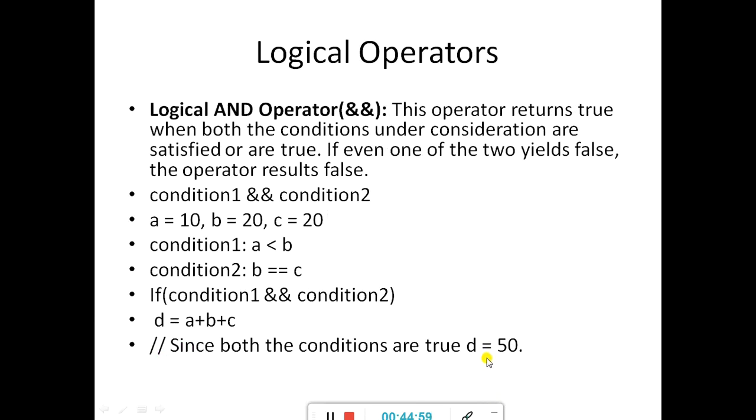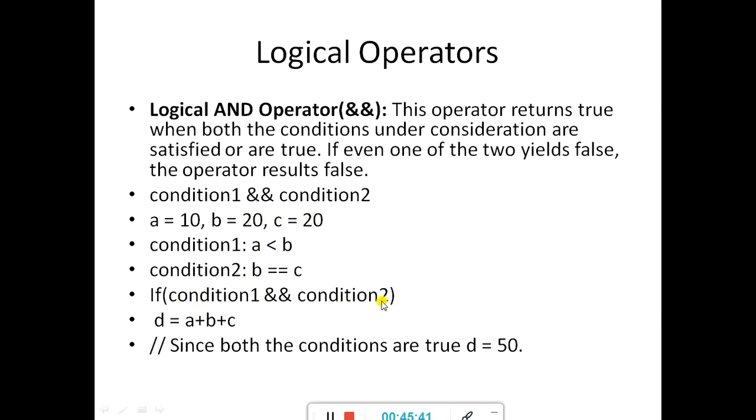Now the logical AND is the same way, but over here it works on conditions. This operator returns true when both the conditions under consideration are satisfied or are true. If any one of the two yields false, the operator results false. So here there are condition 1 and condition 2. If A is 10 and B is 20 and C is say 20, and condition 1 is A less than B and condition 2 is B equal to C, both conditions will be checked. That is, if A is less than B, 10 is less than 20, yes. And B is equal to C, yes.